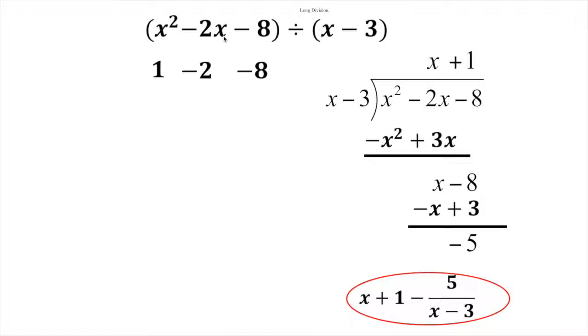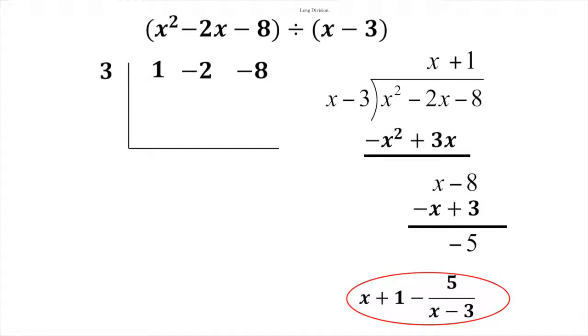All right, now what I'm going to do is draw a box around it, and then I'm going to write a number out in front here, and that number is going to be basically the opposite of whatever this number is. Right now I've got a -3. So that means the number that I'm going to write out front here is going to be a +3.